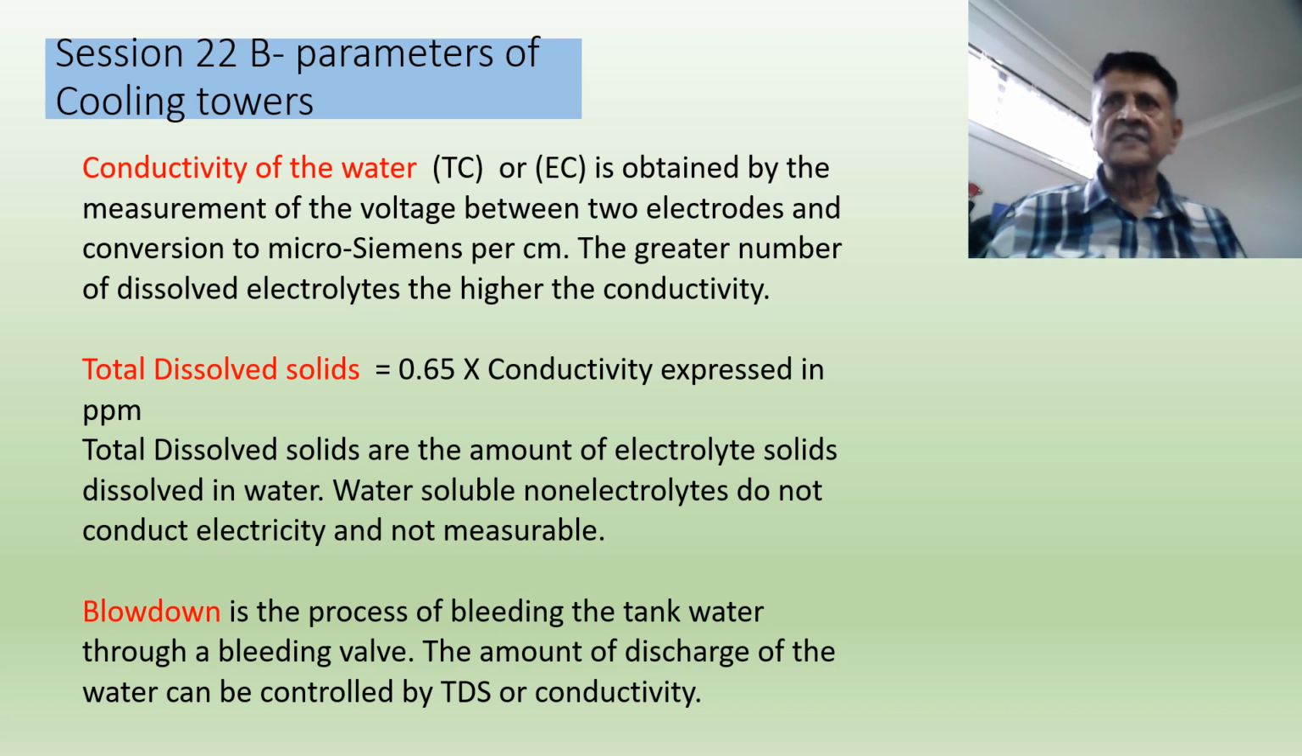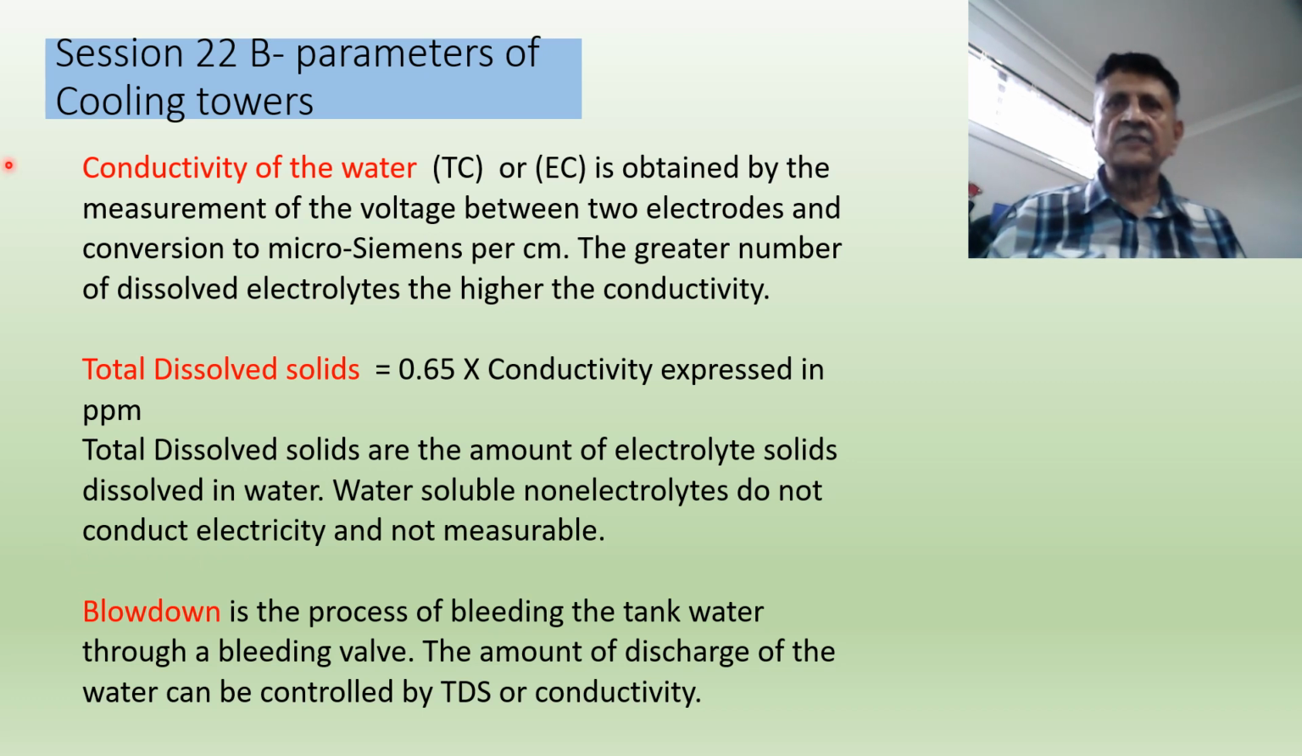So total TDS is about 0.65 times the conductivity expressed in ppm. So all you need to measure is either conductivity or the dissolved solids, and you can calculate the other parameter. The total dissolved solids are the amount of electrolyte solids dissolved in water. Water-soluble non-electrolytes do not conduct electricity and are not measurable by this method.